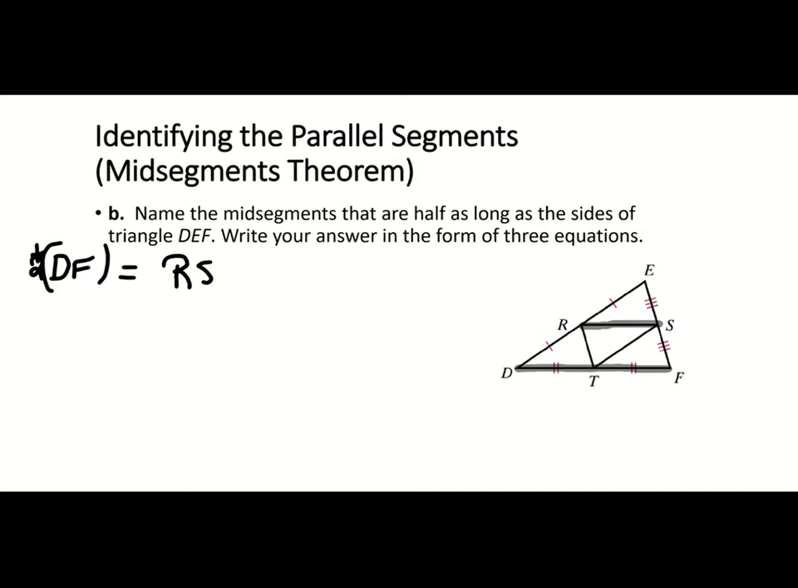Next, let's take a look at DE, and it is parallel to ST. So if we write our equation, we would have 1/2 of DE is equal to ST. And then our last one is going to be side EF. It's parallel to RT, so that means that half of EF is equal to RT.